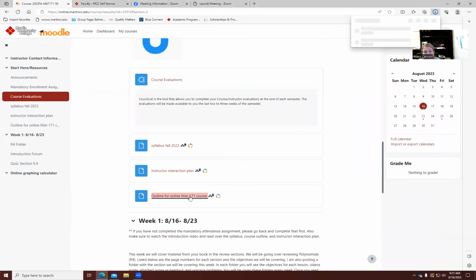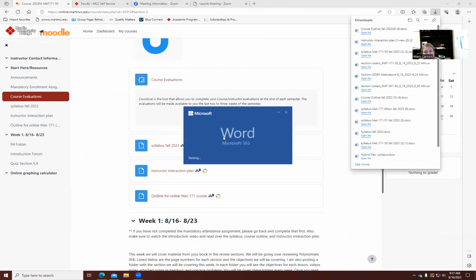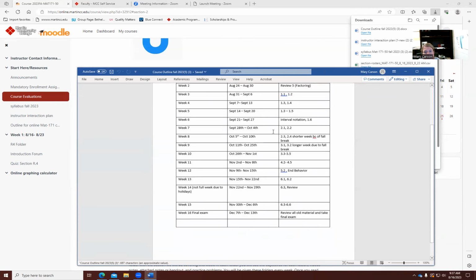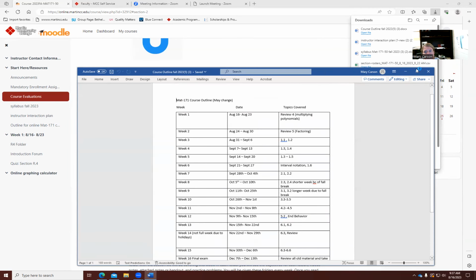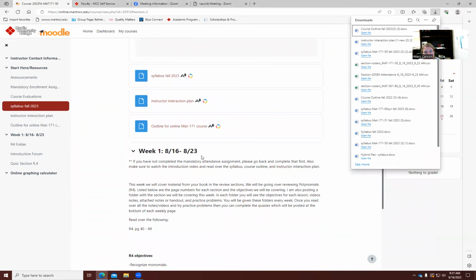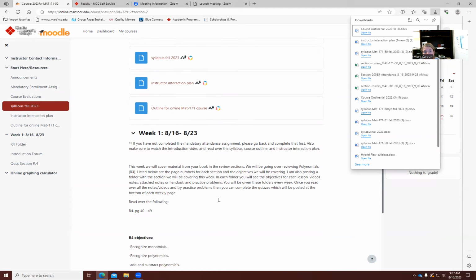And then here is a tentative outline of what I'm going to be following and what we'll be covering. So take a look at that as well. And then you'll see your first week is posted. Notice your first week ends before your mandatory attendance, so you need to do the mandatory attendance assignment first and then complete week 1.